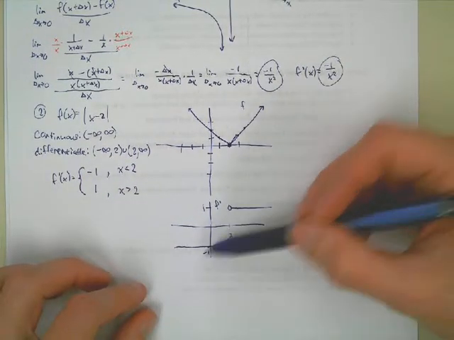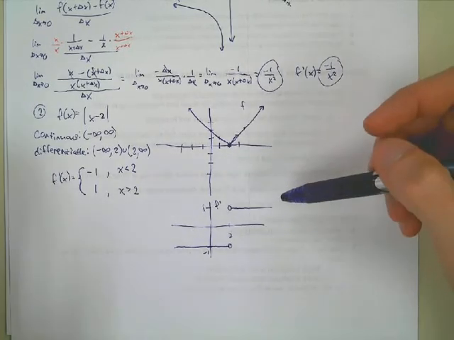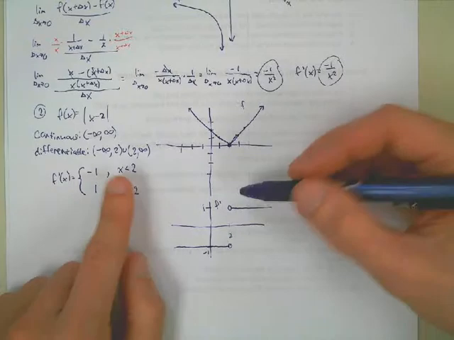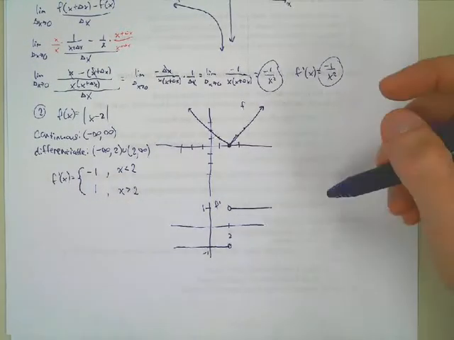From the left, it looks like the slope should be negative 1. From the right, it looks like the slope should be positive 1. If the left and the right don't agree, we don't have an actual value. The derivative is not continuous at 2, so we're done. All right, we're going to look at 2 more there in similar fashion.